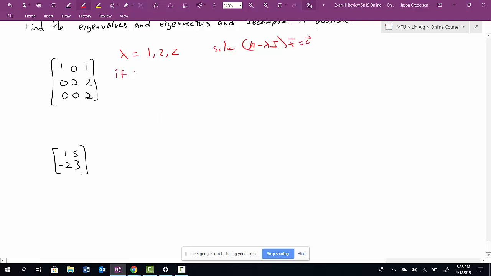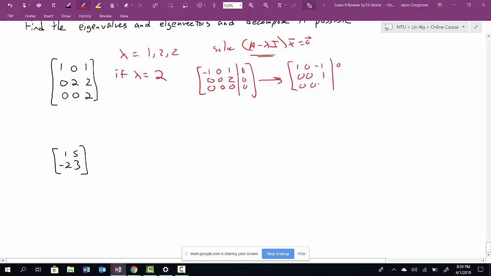So I say if lambda equals 2, for instance, I'll use the repeated value first. Well, then A minus 2I would be subtracting 2 on the diagonals. I'll get negative 1, 0, 1, 0, 0, 2, 0, 0, 0, augmented with my zeros. I'll do my row reduction. I will multiply the first one by negative 1, multiply the second one by 1/2. Then I will take row 1 plus row 2. When everything is said and done, I will get this guy.